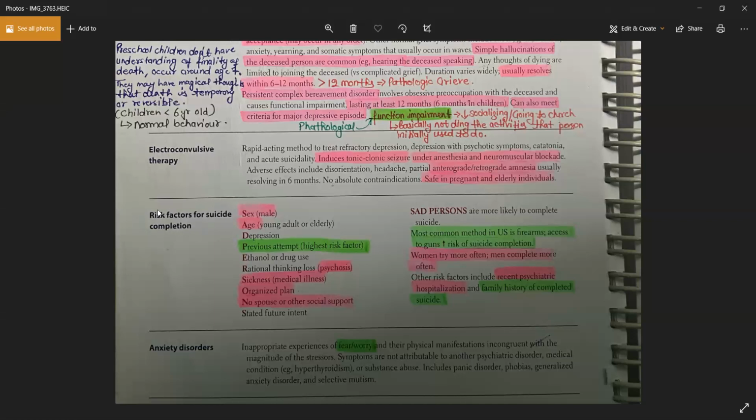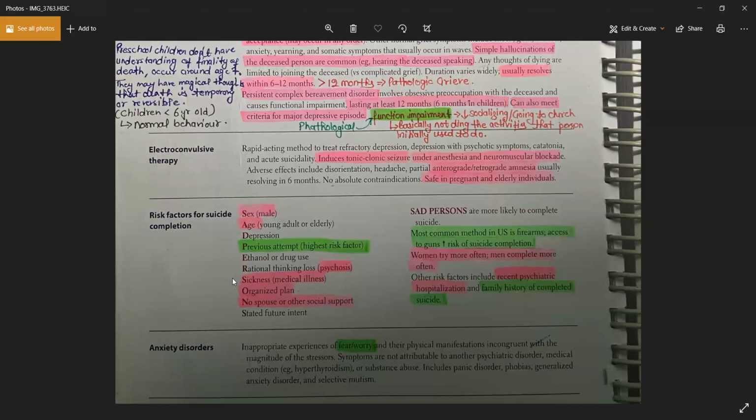Then you have the risk factors for suicide completion. The most important one you must remember is a history of a previous attempt. If a patient has a history of a previous suicide attempt, there is a very high chance that this time the patient will complete suicide. That is the most important, and it will override any of the other risk factors.